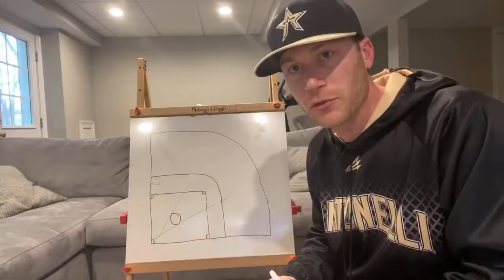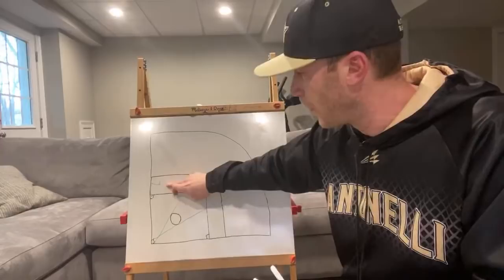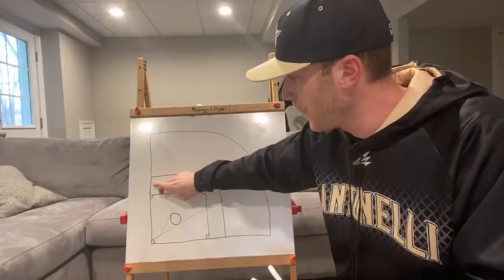Where can a double happen? If a ball passes you on the left of you, it's not going to be a double. It goes right to the outfielder. If a ball passes on the right of you, it's going to be a double. It's going to get down the line, or there's a good chance it's a double.